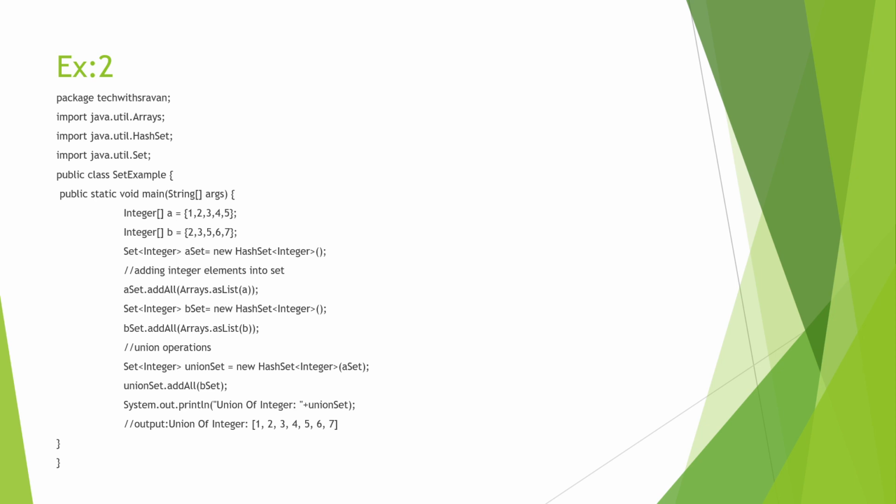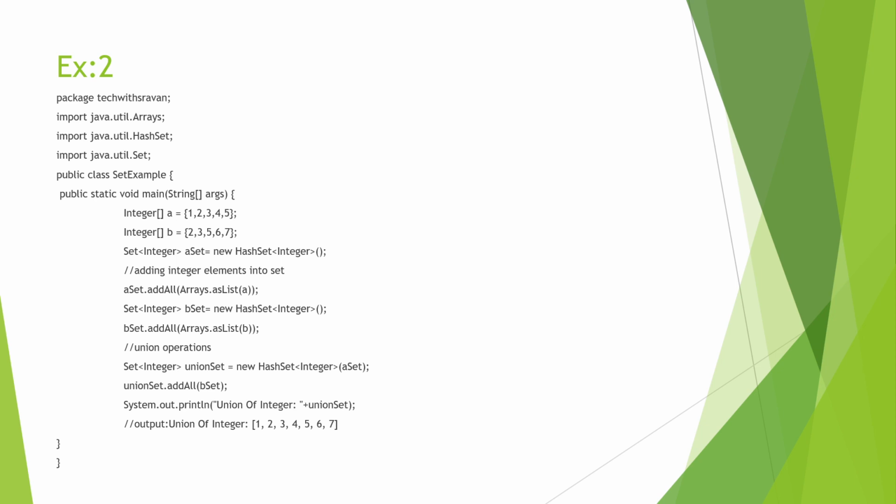First, I created integer arrays a and b. Array a contains 1, 2, 3, 4, 5 and b contains 2, 3, 5, 6, 7. Using these integer arrays, I am creating the set: Set<Integer> aSet equals new HashSet, and aSet.addAll. We have the addAll method, so we can add all the elements at one time using Arrays.asList(a). That means all the elements in the integer array a will be added into the set. Same with the b set.